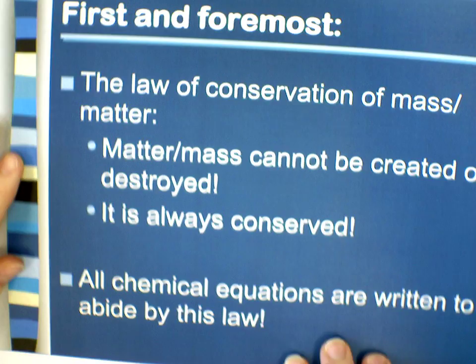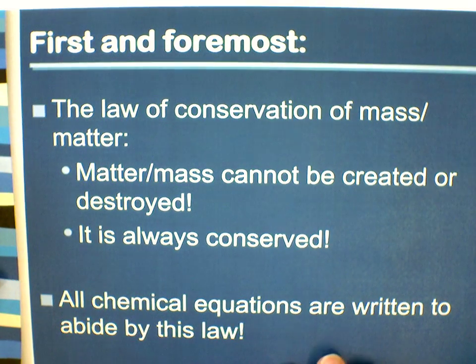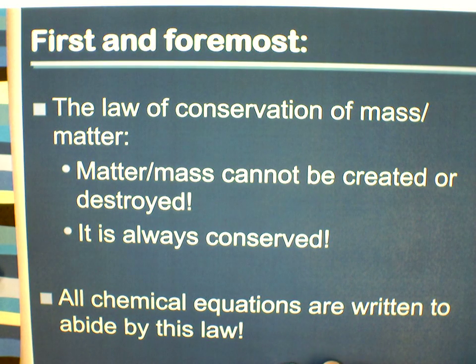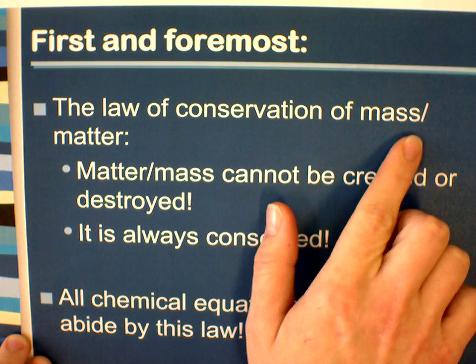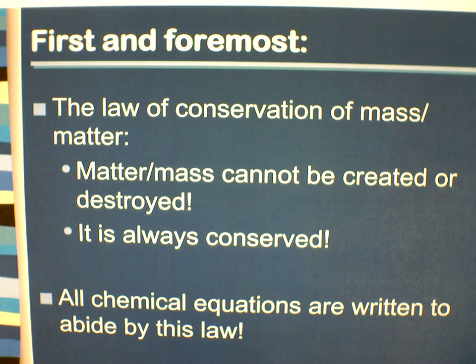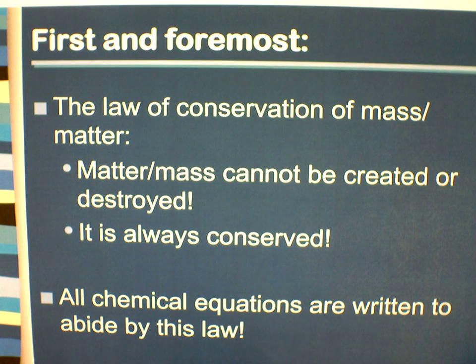So first and foremost, whenever we're talking about chemical reactions, the main thing to keep in mind is that we have the law of conservation of mass and matter that we have to abide by. Matter can't be created or destroyed. It's not allowed. There's a law against it. It is always conserved. So when we write chemical equations, they're going to be written so that we abide by this law. We'll learn more about how to make sure that our equations are balanced later this week.